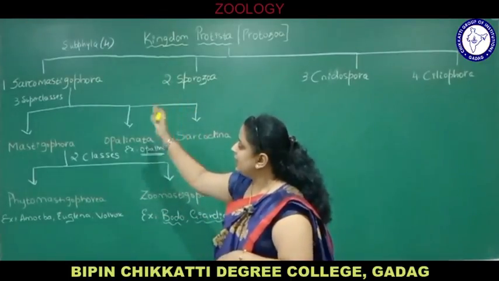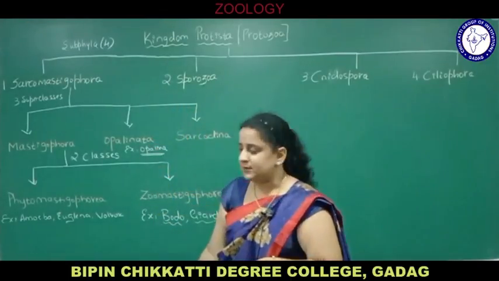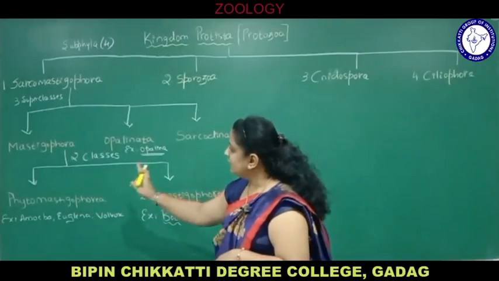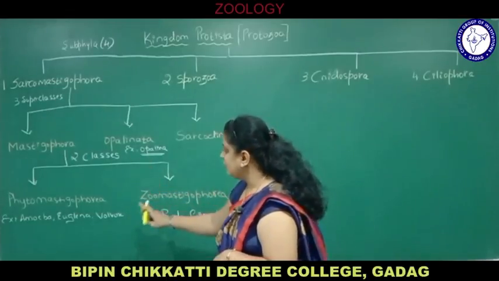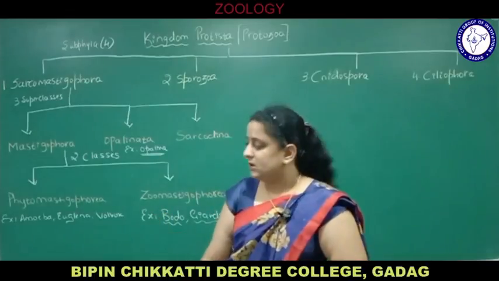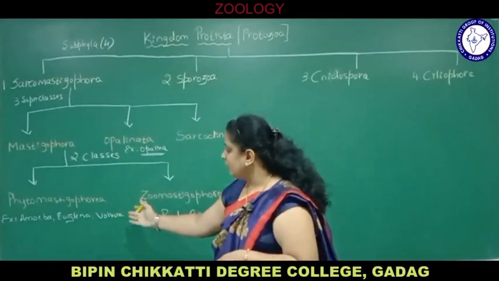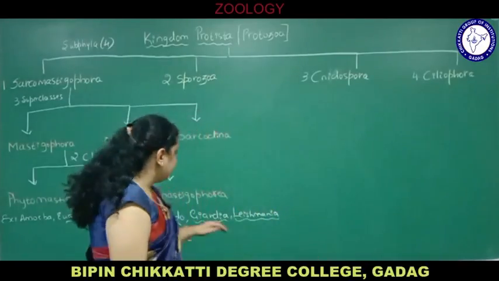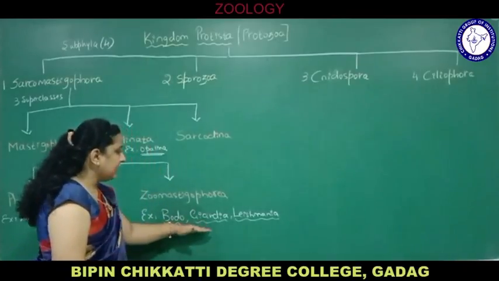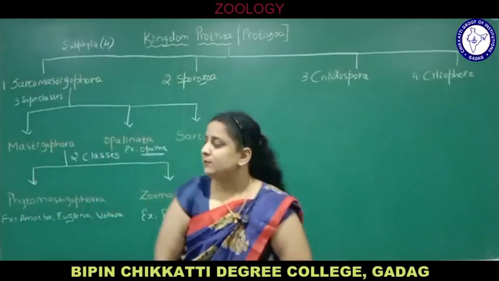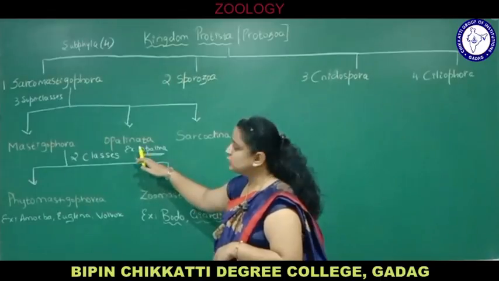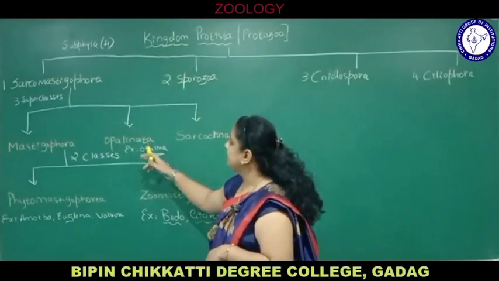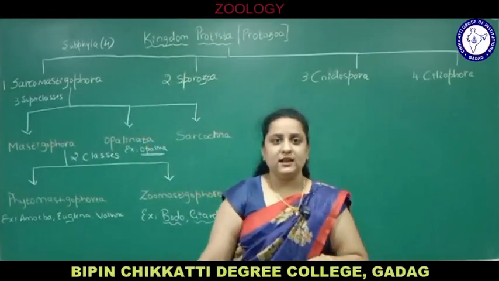Phylum, subphylum, class, superclass with examples. So once again, Mastigophora is divided into Phytomastigophoria and Zoomastigophoria with examples we have seen: amoeba, euglena, volvox, and under Zoomastigophoria it is Bodo, Giardia and Leishmania. Now we will come to the second superclass, that is Opellinata. We have seen the organism Opellina, right?